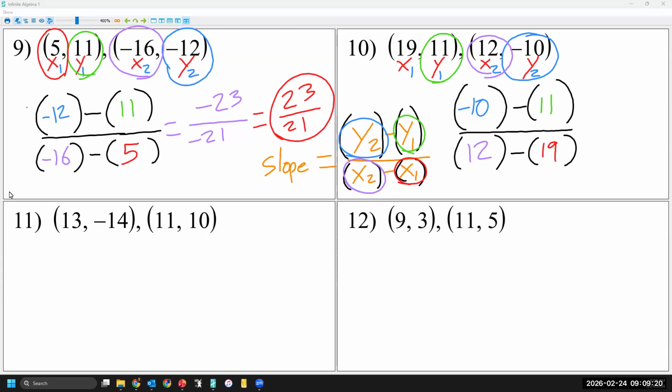All right, let's see what we have here. In the top, negative 10, I owe somebody $10. Negative 11, now I owe them another $11. Owing them 10, owing 11, now I owe a total of negative $21.